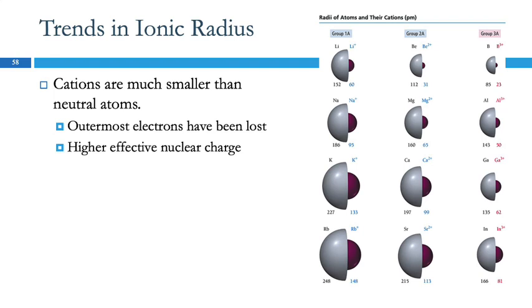Let's think about it. Does this make sense? When you become a positive ion, are you gaining electrons or losing them? You're losing them. When you peel things off, do you make the object smaller or bigger? You make it smaller. So cations should be smaller. What's surprising is just how much smaller they are, and that has to do with effective nuclear charge.